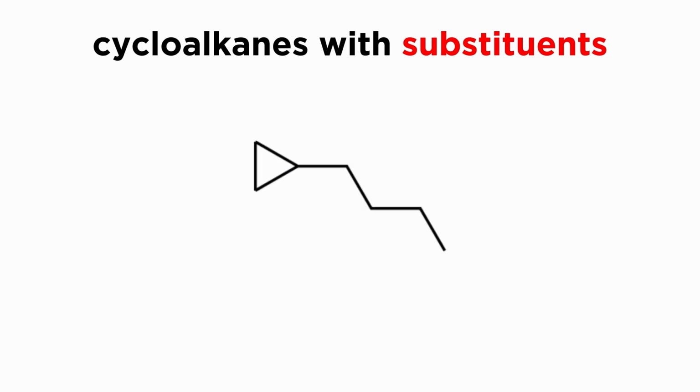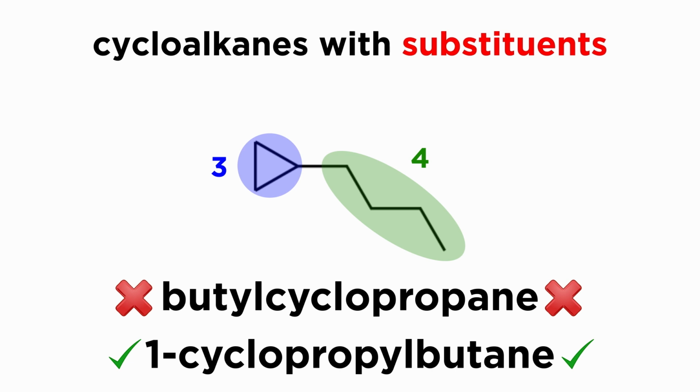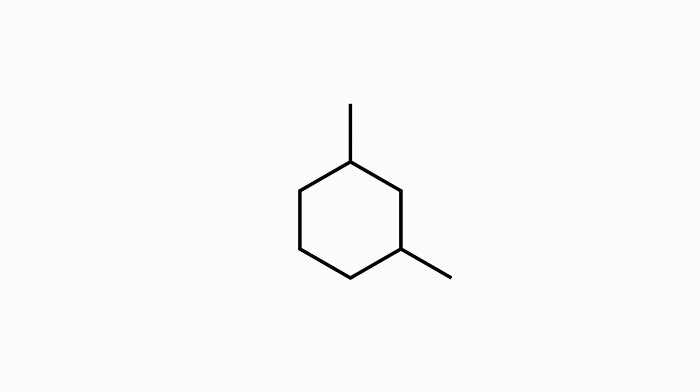However, bear in mind that if the substituent has more carbons than the ring, then it is actually the ring that is the substituent on a longer linear molecule. So this would not be butyl cyclopropane. It's actually 1-cyclopropyl butane. Things get a bit trickier when we have multiple substituents.